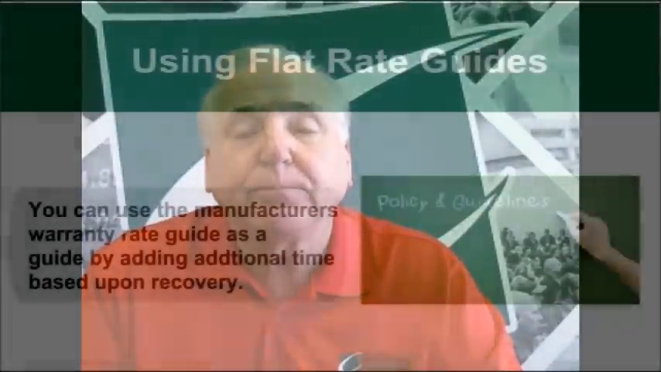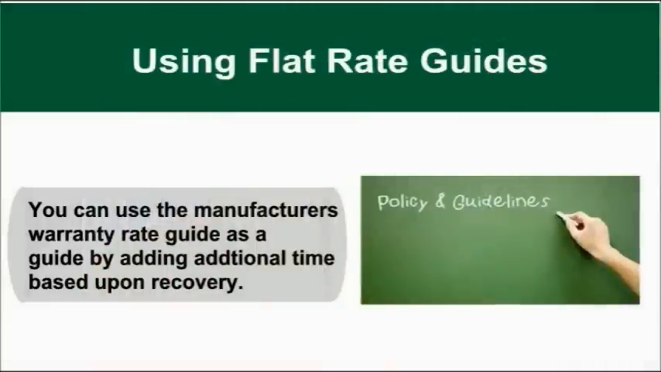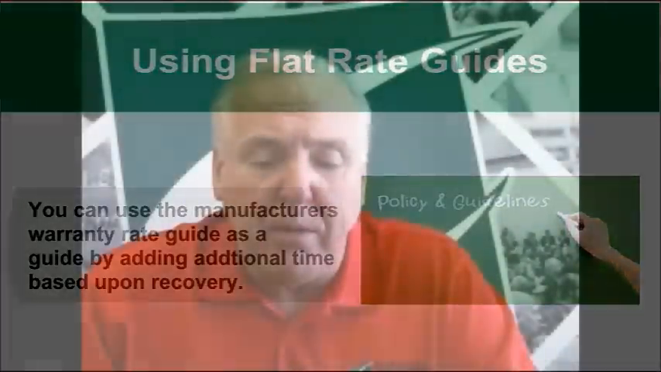Well, typically, if it's out of warranty, the first thing I need to do is figure out what my warranty recovery rate is, because I'm going to take the manufacturer's warranty rate guide and find out what I'm recovering as a percent of my warranty claims from that manufacturer, and then I'll automatically add time onto it. So let me give you an example. Let's say I have a manufacturer and I look at how much money I get back when I file warranty claims.